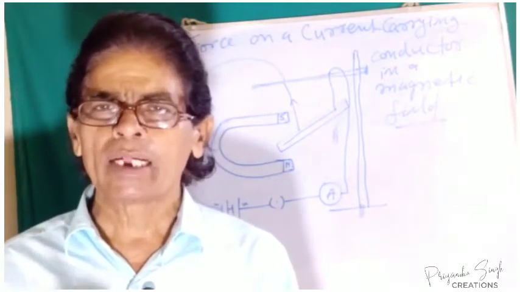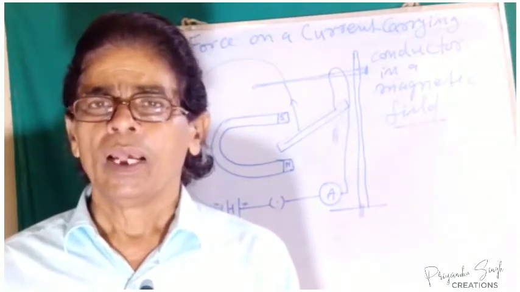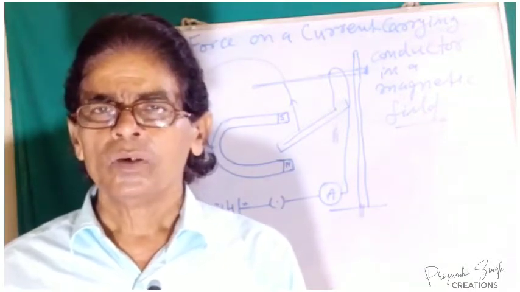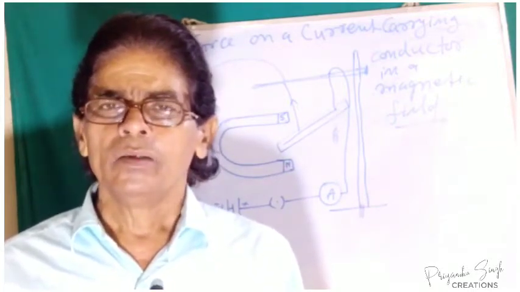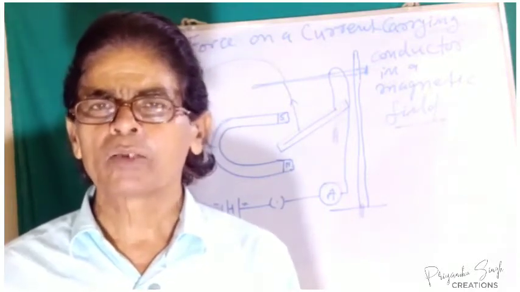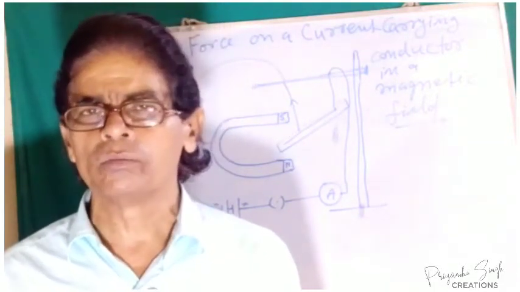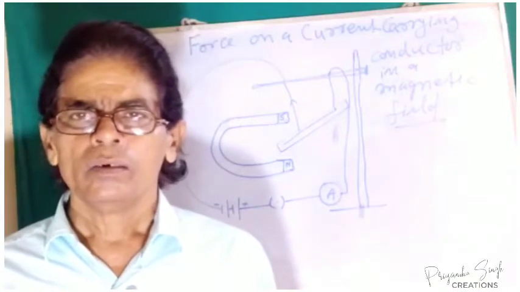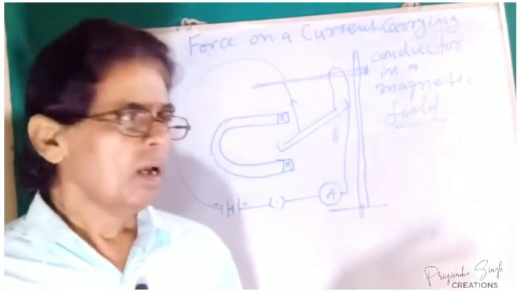So if the magnetic field of the current carrying conductor exerts a force on the other magnet present in its vicinity, then the magnet brought near the current carrying conductor must exert an equal amount of force in the opposite direction on the current carrying conductor. This was experimentally verified by Ampere.